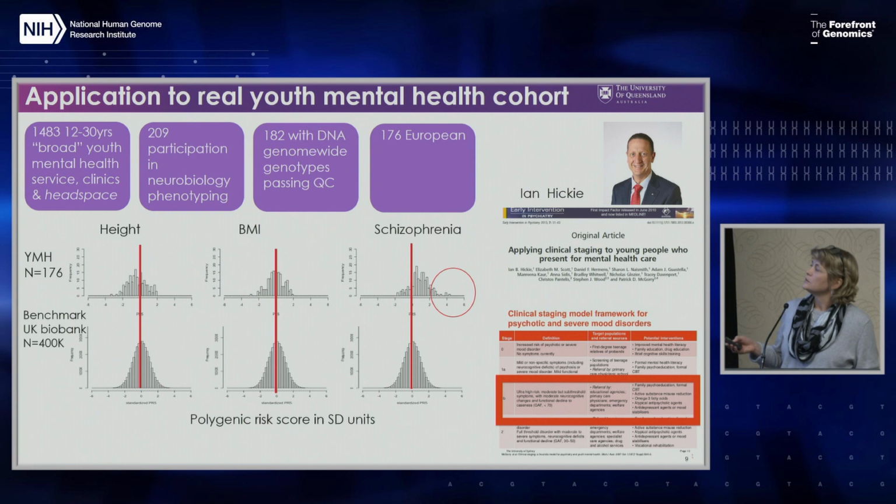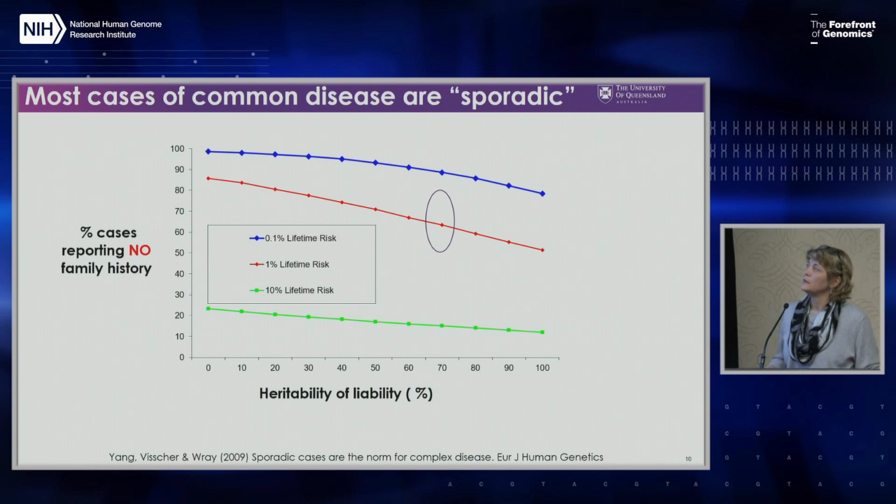Part of this clinical staging is about identifying ultra-high risk groups when they present at youth mental health clinics. And part of that ultra-high risk identification uses family history. So essentially, these are a set of individuals who have high genetic risk, just as those with family history have high genetic risk. And one of the things about family history is that we know that under a polygenic model, most people don't have a family history. So this is modeling, but it's modeling based on a polygenic model, and this modeling fits real data.